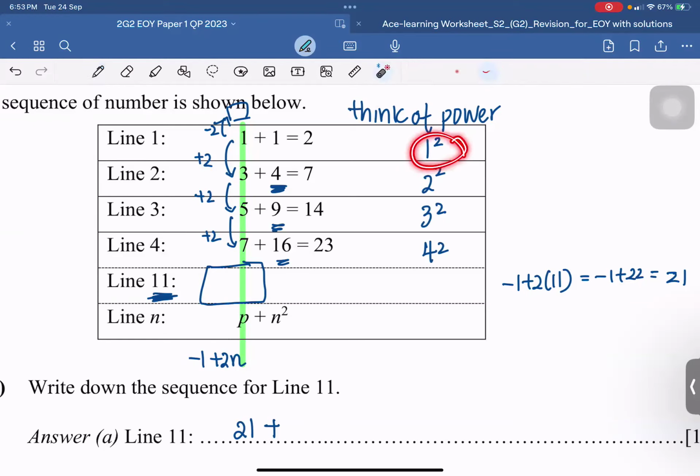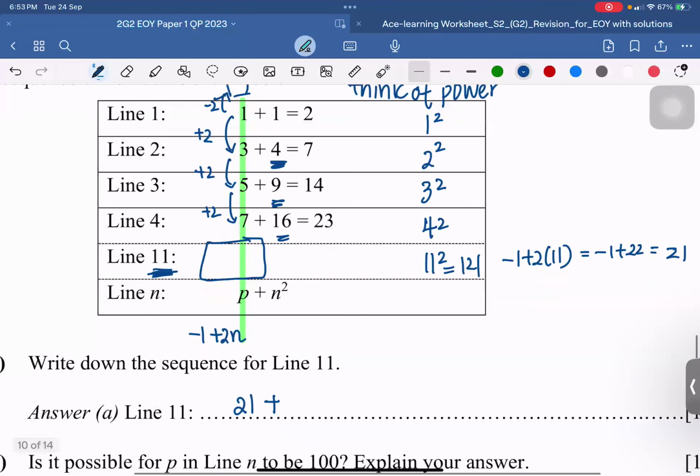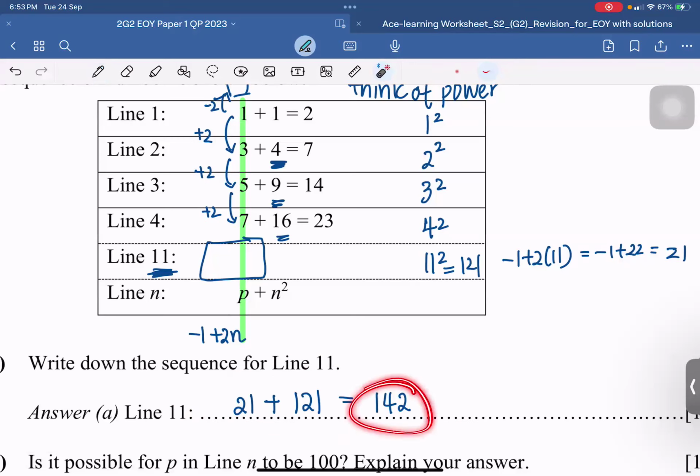So if it's 1 square, 2 square, 3 square, 4 square, line number 11 will be 11 square. So 11 square is the number 121. So this will be 21 plus 121 equal to 142. Is it 142? Yeah. Answer. So when they say write down the line, the sequence for the line, you write the whole sequence. You don't just give me the number 142. Write the whole line of the pattern.